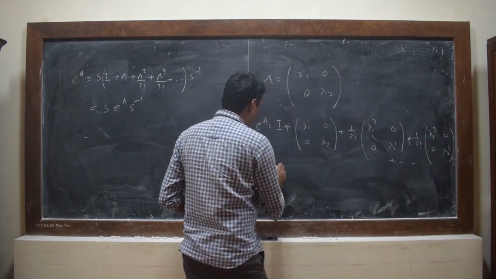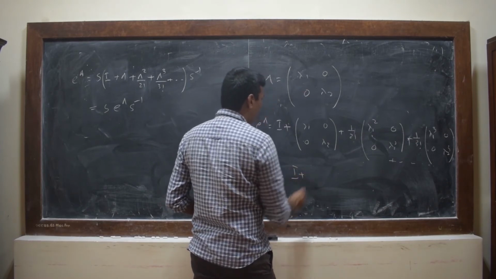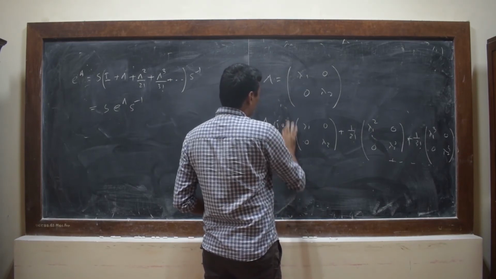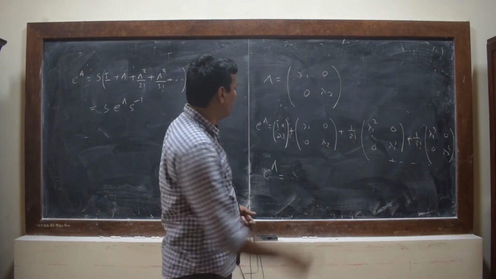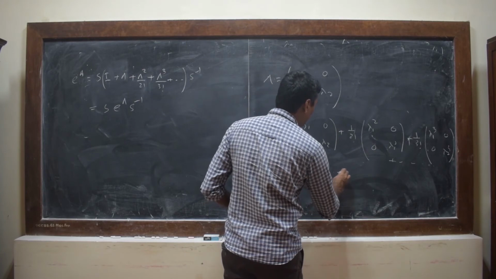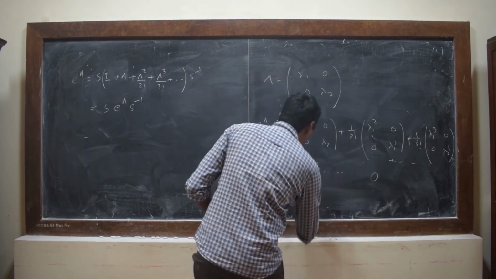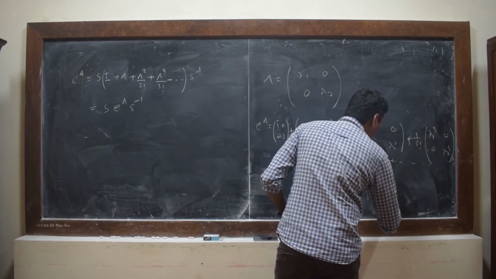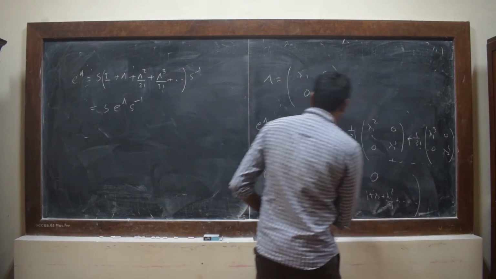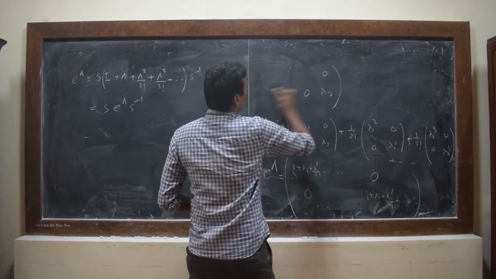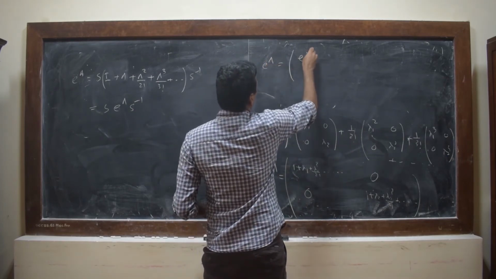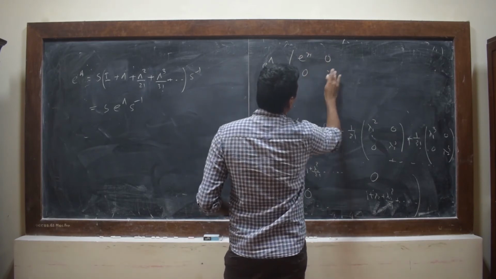So, e raised to lambda, you get it as identity plus this quantity. Identity is 1, 0, 0, 1. So you will get 1 plus lambda 1 plus lambda 1 square divided by 2 factorial plus etc., 0, 0, 1 plus lambda 2 plus lambda 2 square by 2 factorial plus etc. And what do you get from here? You will get e raised to lambda is nothing but e raised to lambda 1, 0, 0, e raised to lambda 2.